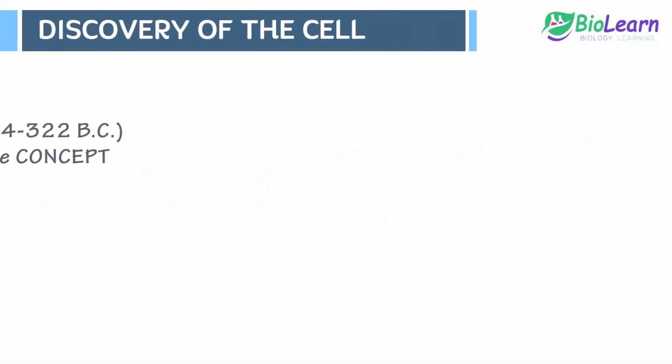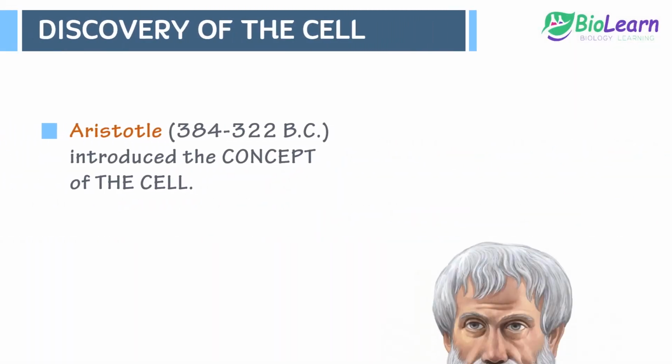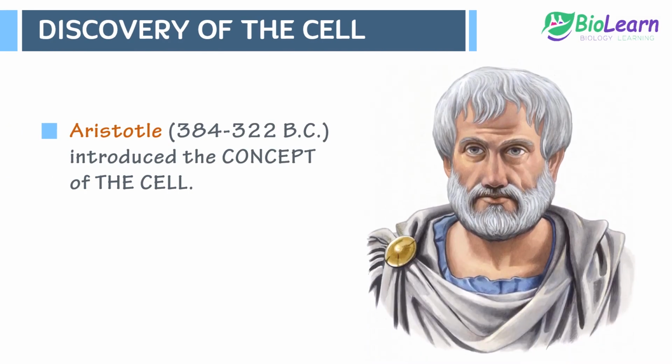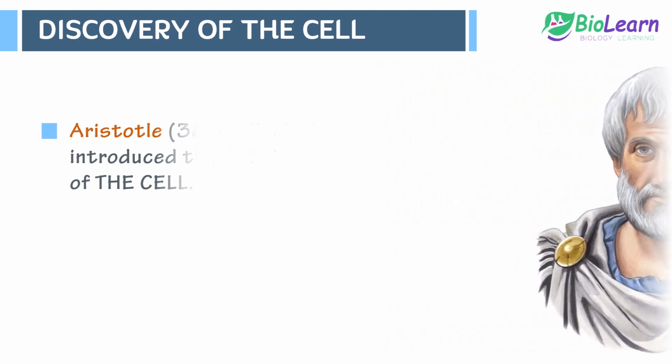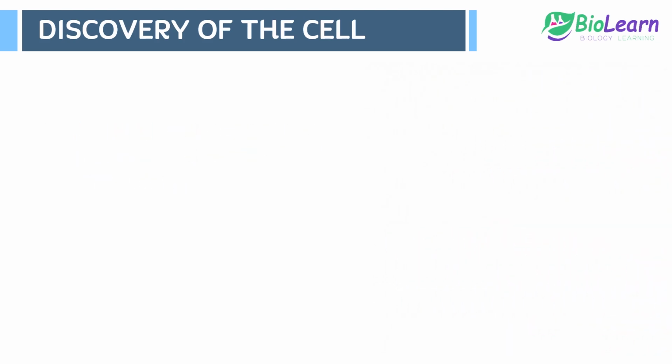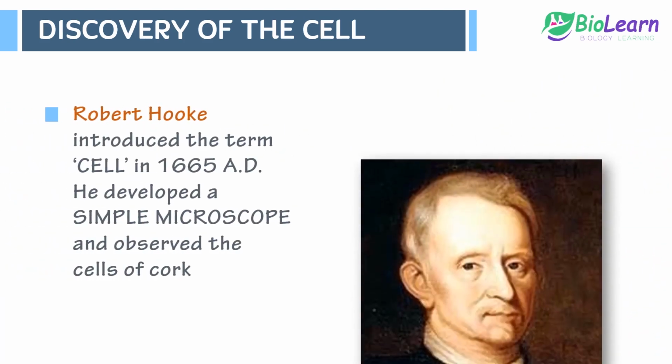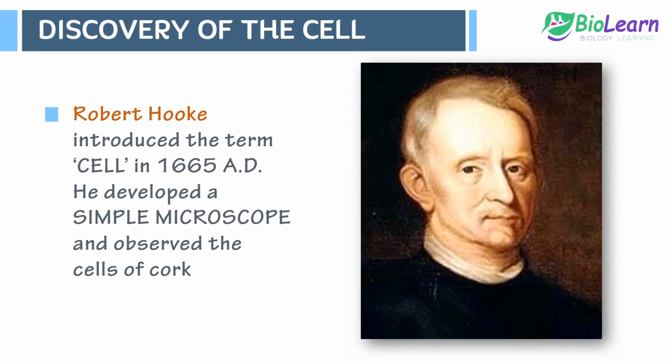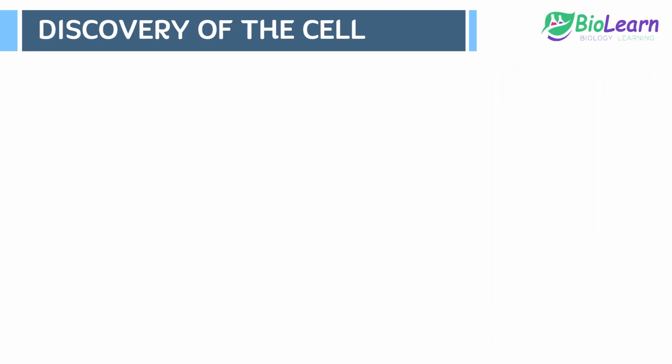So to begin with, let us see how the cell was discovered. Now the concept of the cell was put forward first by Aristotle way back in 384 to 322 BC. However, the term cell was introduced by an English botanist, Robert Hooke, who observed cells for the first time in 1665. He developed a simple microscope under which he examined a thin slice of cork.